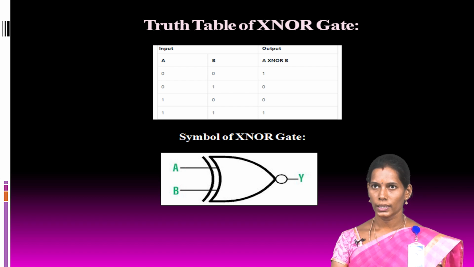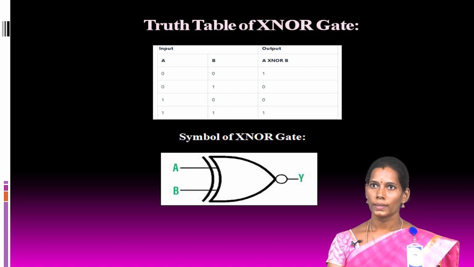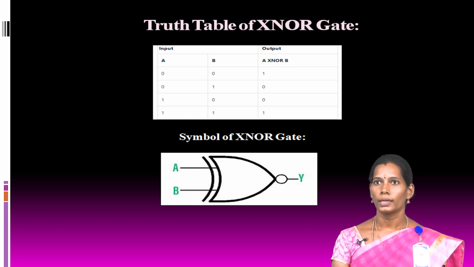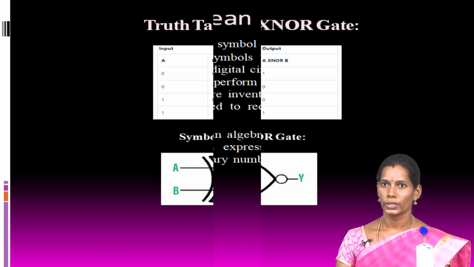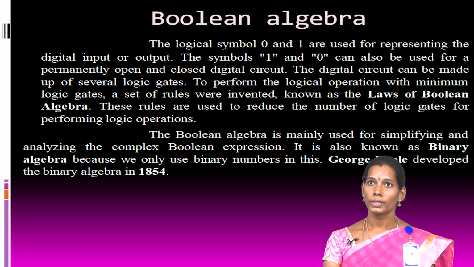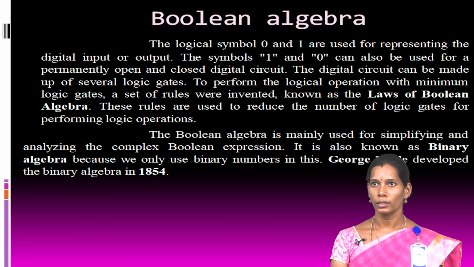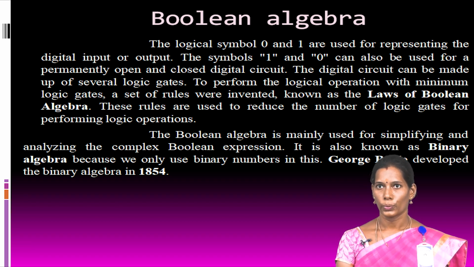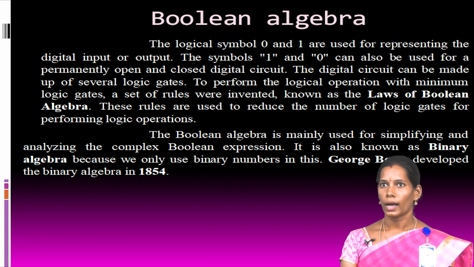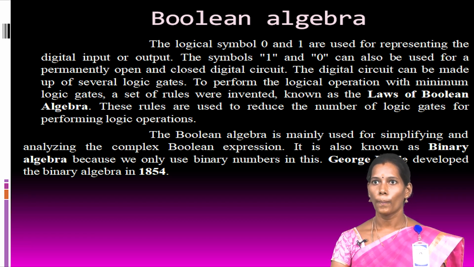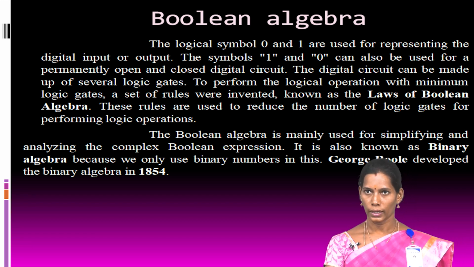Symbol of XNOR gate. The logic symbol of XNOR gate is shown in the following figure. Here A and B are inputs and Y is the output. This is the logic symbol. Boolean algebra. The Boolean logical symbols 0 and 1 are used for representing the digital input or output. The symbols 1 and 0 can also be used for permanently open and closed digital circuits.